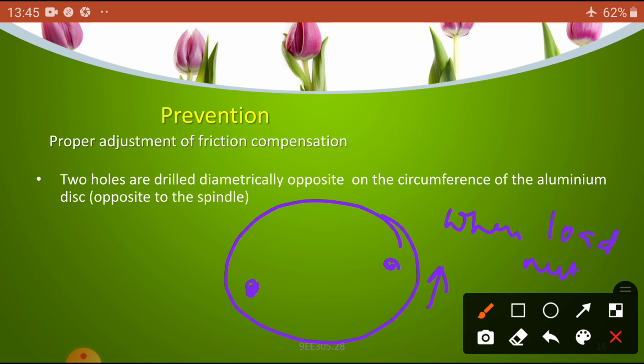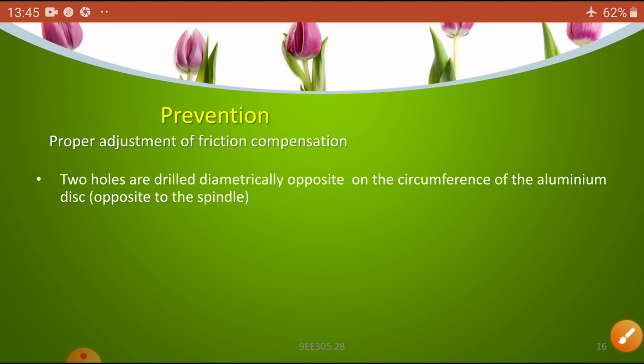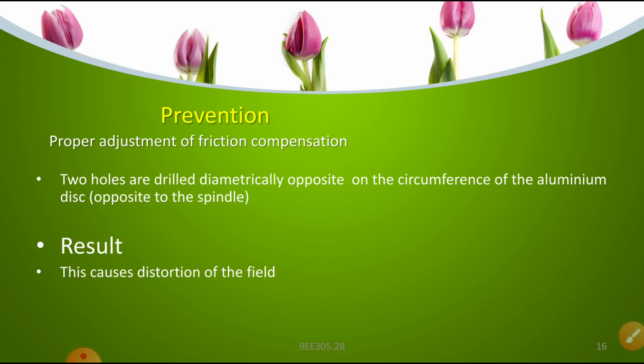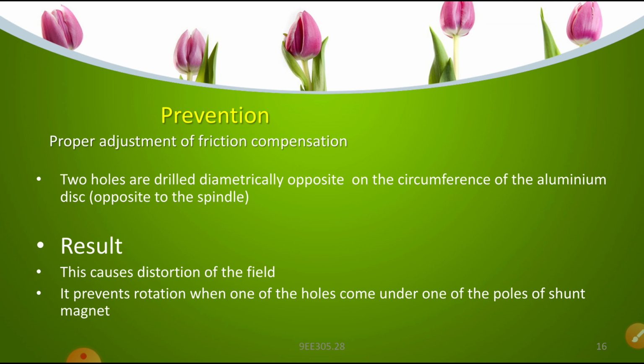So what will happen? Where there is a hole, there is no conductor inside this place, and elsewhere there is a conductor. So that produces an uneven flux. What is the result? By making the two holes, this causes distortion of the field produced in the disc. It prevents the rotation when one of the holes comes under one of the poles of the shunt magnet, because what will happen?